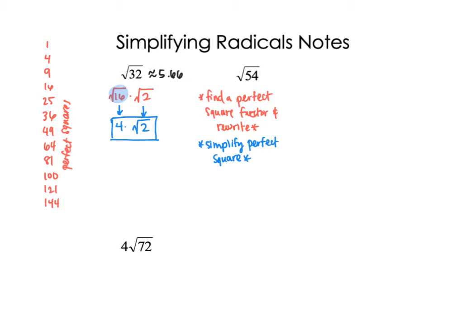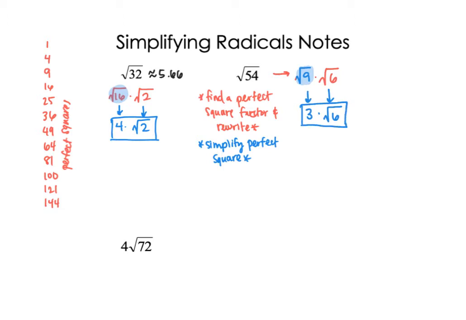All right, so let's look at the second one. So this one is square root of 54. So again, first thing we're going to do is find a perfect square factor. So in looking at our list here, I know a number that goes into it is 9. 9 times 6 is 54, so I'm going to rewrite this as the square root of 9 times the square root of 6. My perfect square is 9, so I'm going to simplify that. And the square root of 9 is 3. And then square root of 6 can't be simplified, so I'm going to leave it as square root of 6. And then you're done.